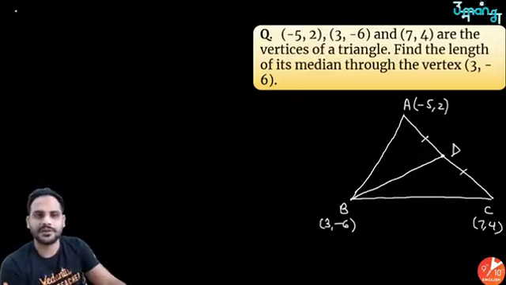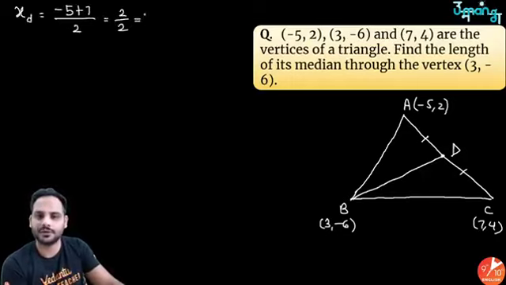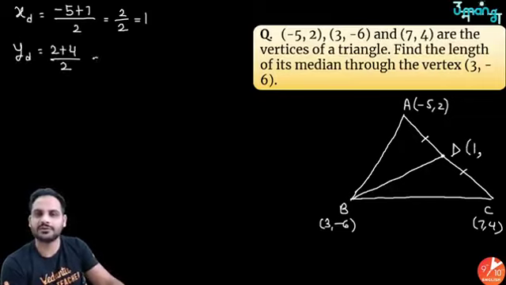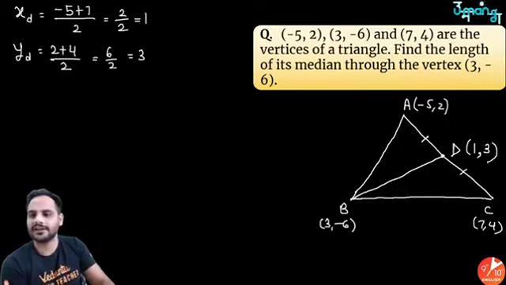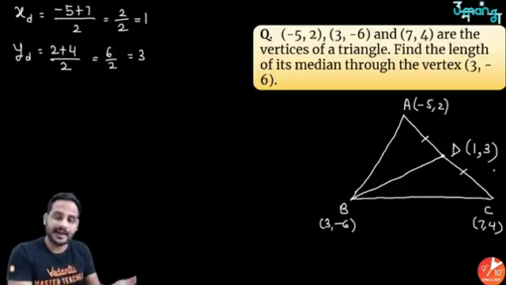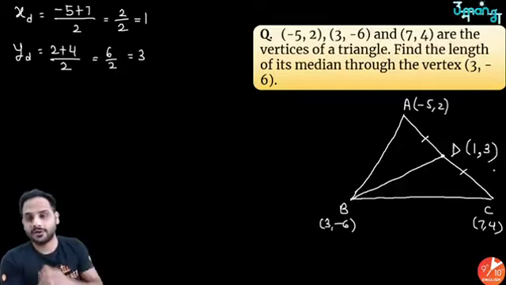So the x coordinate of D will be equal to x1 plus x2 divided by 2. So -5 plus 7 divided by 2, which is 2 by 2, which is equal to 1. So the x coordinate of D is 1. The y coordinate of D will be equal to 2 plus 4 divided by 2, 6 by 2, which is equal to 3. So I have got the coordinates of D. I have the coordinates of B, I have the coordinates of D.